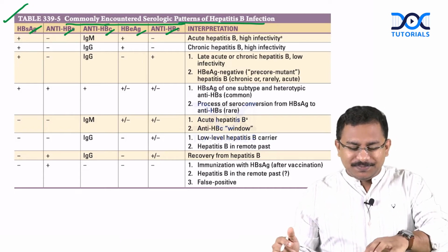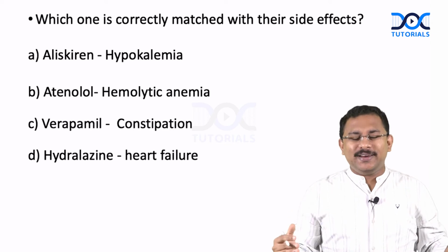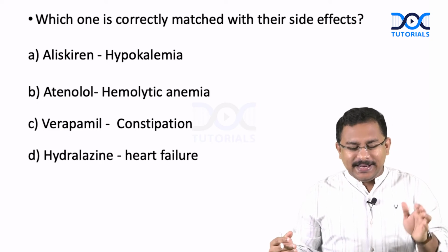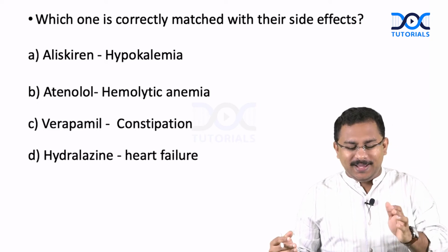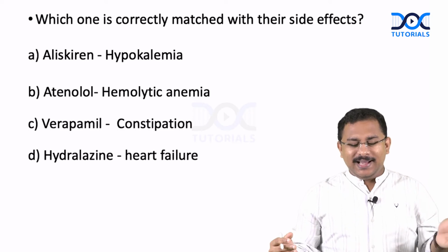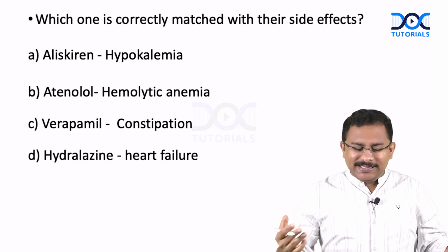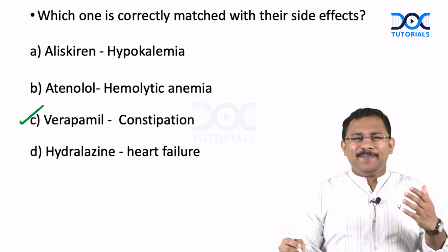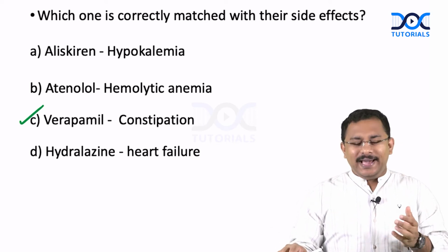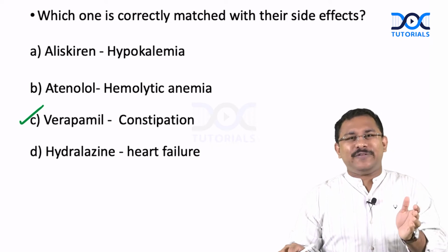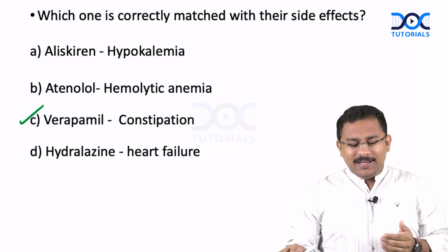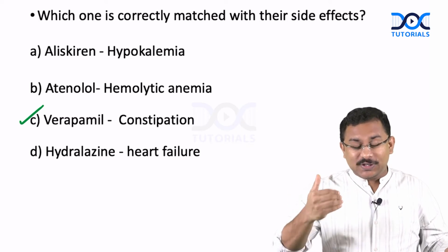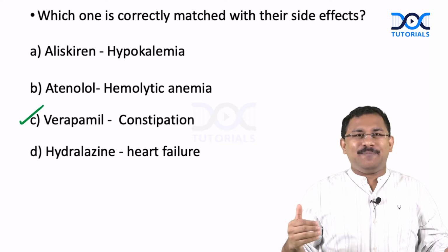Okay, all right. Again, coming to a simple straightforward question: which is correctly matched with their side effects. Aliskiren hypokalemia, atenolol hemolytic anemia, verapamil constipation, hydralazine heart failure. Again, a very simple straightforward one. What is the answer? It is verapamil constipation. Verapamil is a calcium channel blocker, and constipation is a common side effect of verapamil. But with the other calcium channel blockers, constipation is less common. It's more prominent with verapamil.